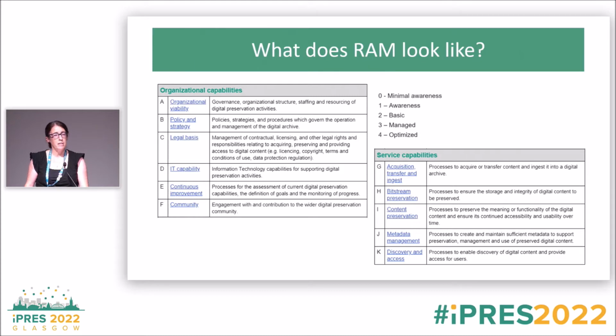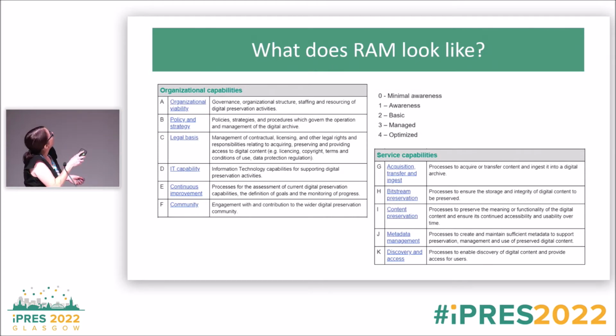I described this in detail in a workshop yesterday, so I'm not going to go into that much detail. But just to say that RAM has 11 sections covering different aspects of digital preservation. So we have organisational capabilities there. These are things your organisation needs to have in place in order to be set up and ready to do digital preservation.